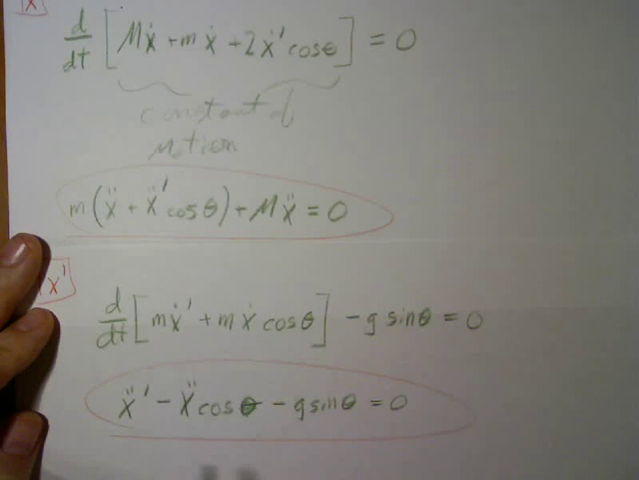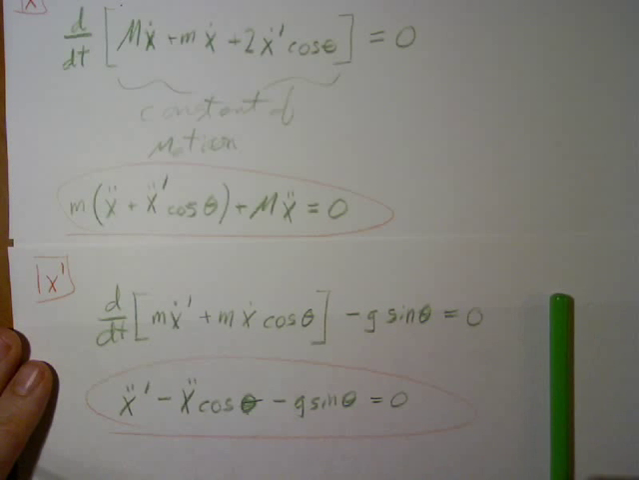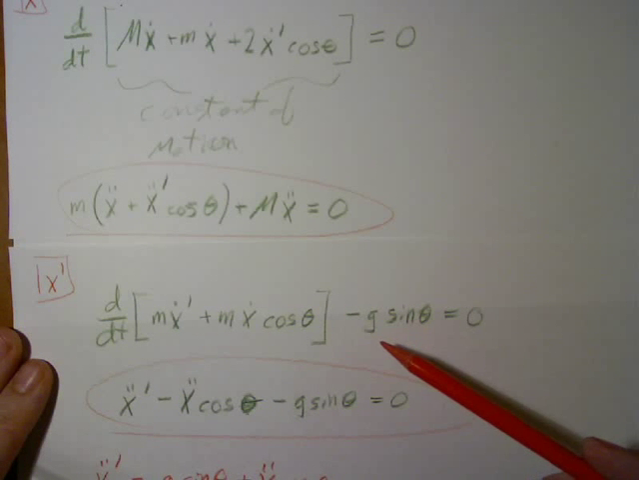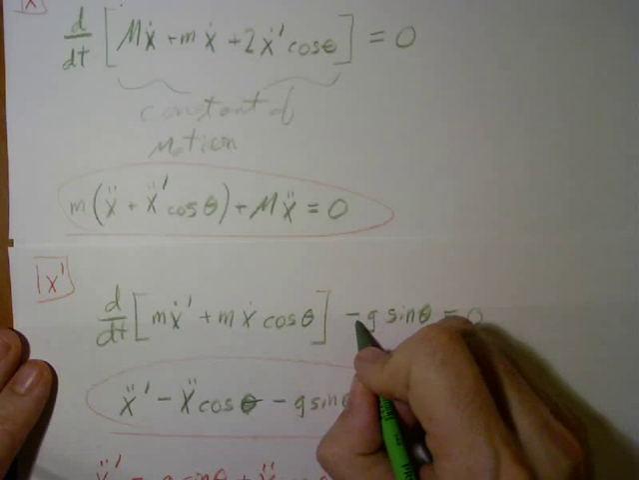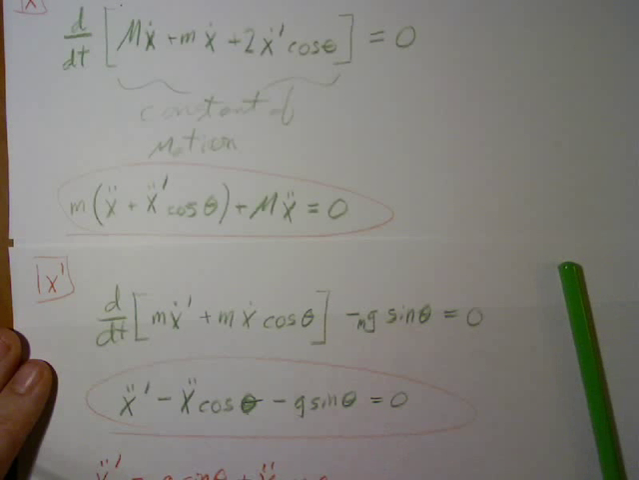In order to do that, I'll first simplify this one and get, switch pens, x double dot prime equals g sine theta plus x double dot cosine theta. Notice, we left an m out right there. We can divide all sides by lowercase m. It cancels out. And all of this here is true.